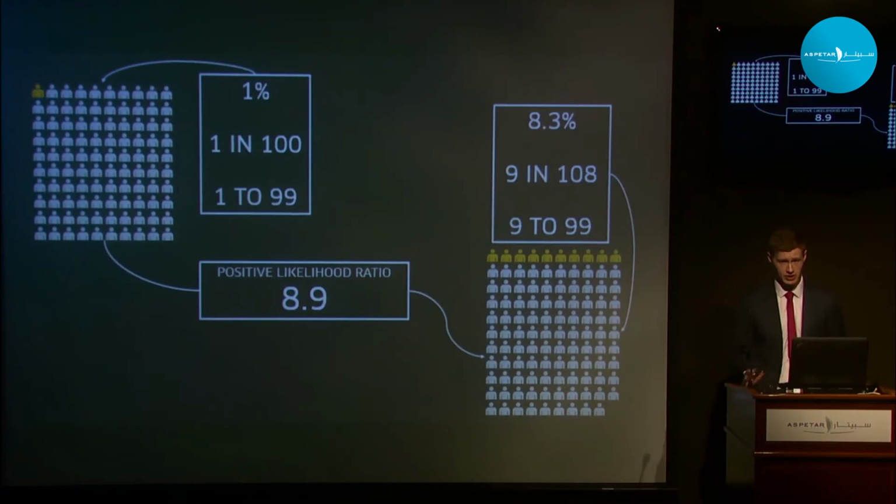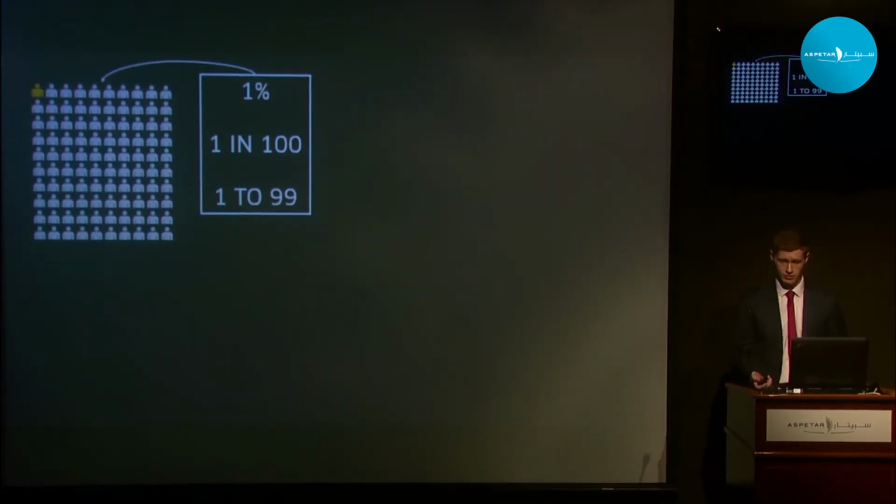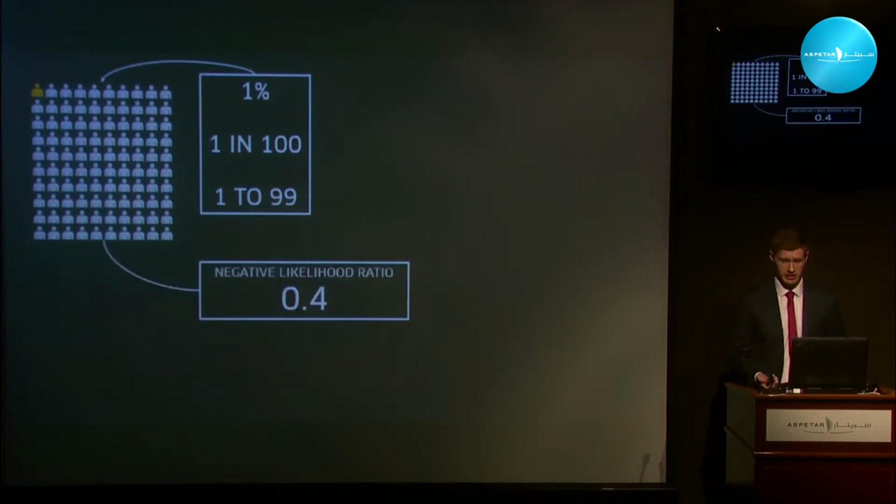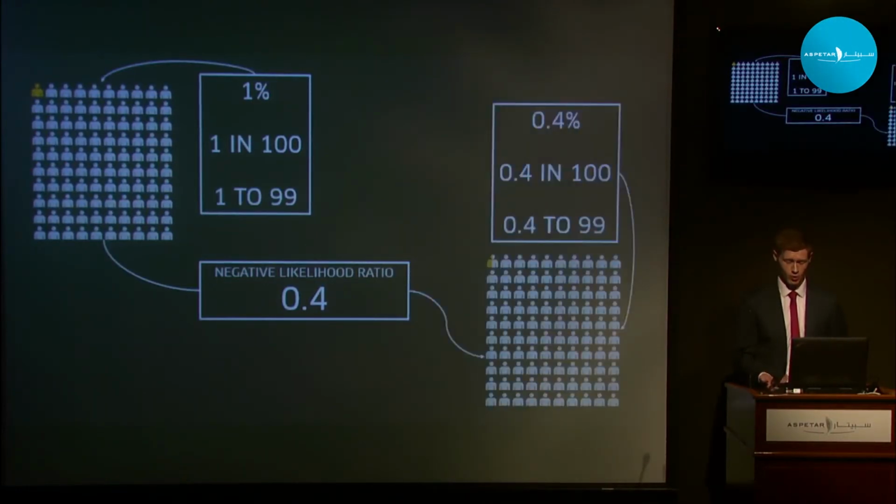And I appreciate that's still 8.3%, but in terms of the potential sinister outcomes of such a heart condition, I think you can appreciate this is a big shift. Now, if I was to flip that, and let's say that test was normal, we get a negative likelihood of 0.4. So that same individual's chance shifts from 1% to now 0.4%. So 0.4 in 100, 0.4 to 99.